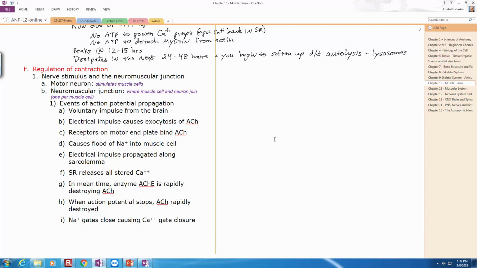Okay? And so when the action potential stops, acetylcholine is rapidly destroyed by acetylcholinesterase. Sodium gates close, causing the calcium gate closure. Cool. Does that all make sense, right?